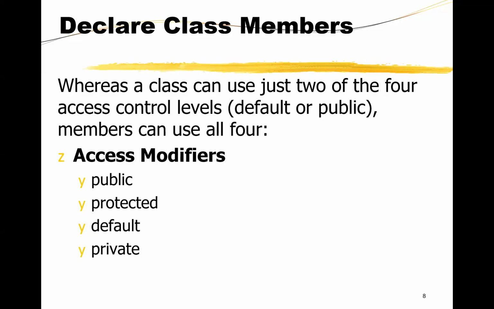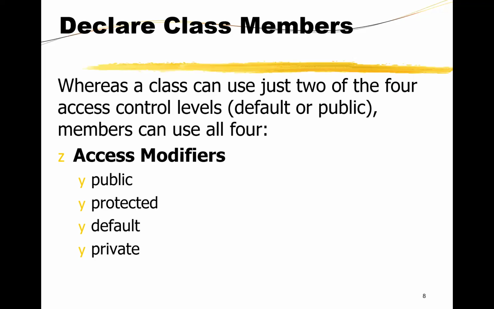Variables and methods in a class can be declared using public, protected, default, or private. Likewise, you can define these access modifiers for the class members. Now, private and protected come here apart from public and default.